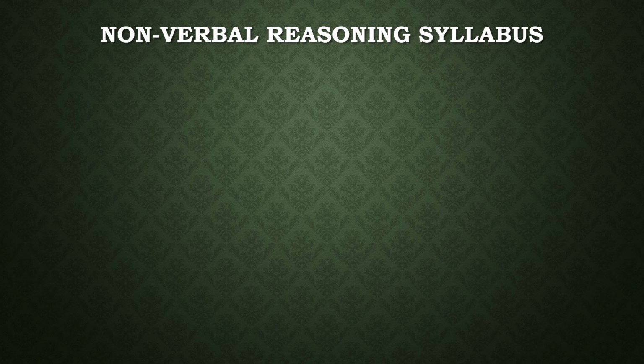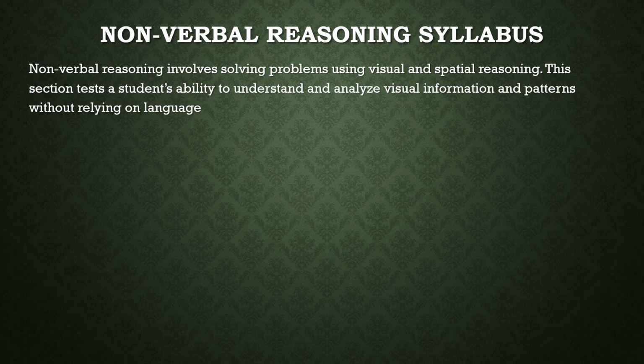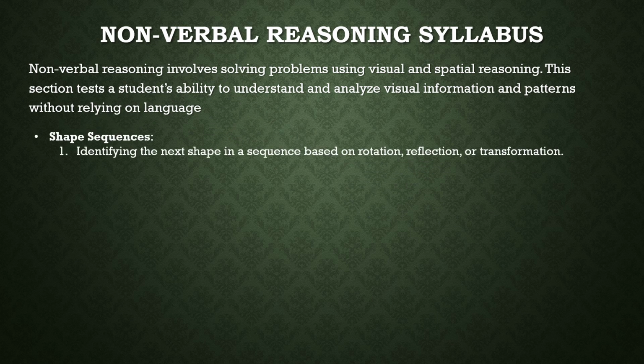Now let's have a look into the non-verbal reasoning syllabus. So the non-verbal reasoning syllabus involves solving problems using visual and spatial reasoning. This section tests a student's ability to understand and analyze visual information and patterns without relying on specific language. Similar to verbal reasoning, we do have similar problems in non-verbal reasoning. So something like shape sequences, wherein identifying the next shape in a sequence or a pattern based on some rotation, reflections, or transformation logic.